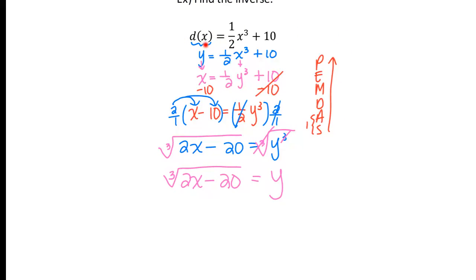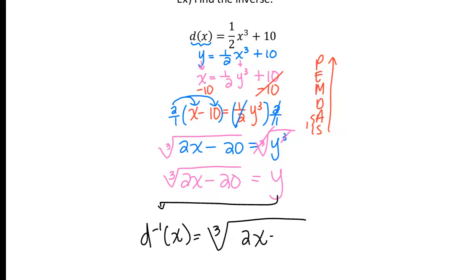Notice this is a d of x, so when I rewrite it, I write it as what? D inverse of x equals 1/2. Sorry, I was rewriting the top. Thank you. This is the cube root of 2x minus 20.